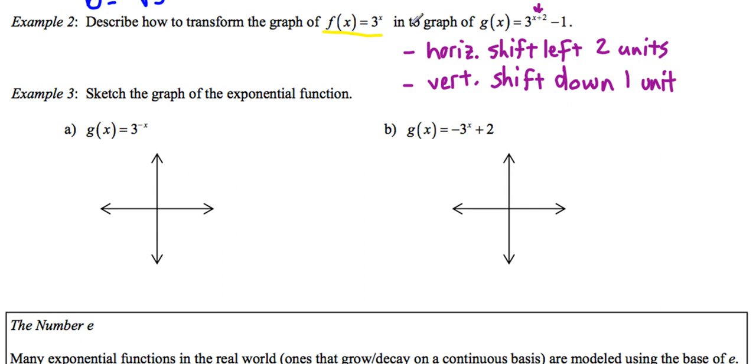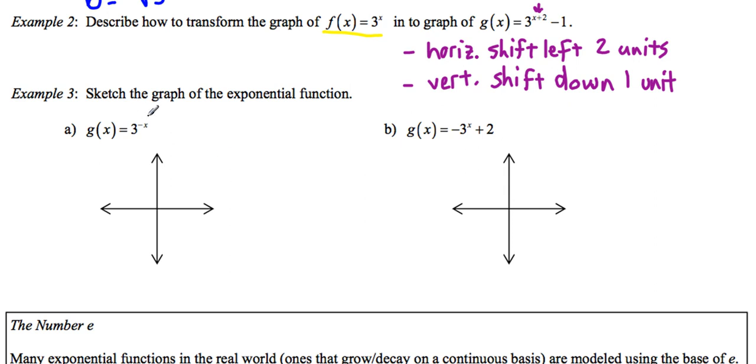Okay, those are the only 2 transformations. So shift left 2, down 1 from f of x to g of x. So we can graph exponentials using transformations as well. In example 3, we're given g of x is 3 to the negative x.